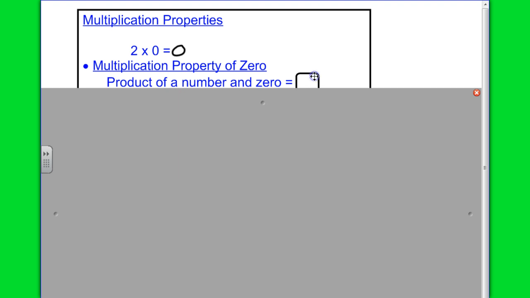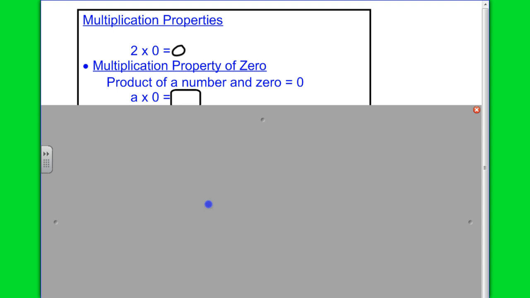you said. Who could give us that in the form of a rule using variables? Mark. A times 0 equals 0. Good job. Excellent thinking. That's it. A times 0 equals 0. When we make rules, we use the letters A, B, and C typically. And in this case, we only needed one variable.